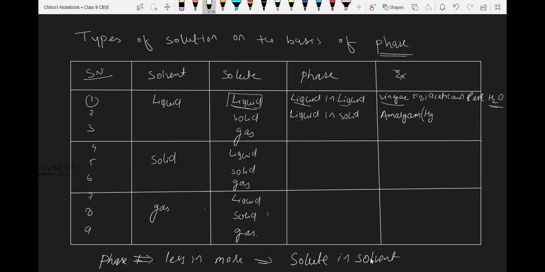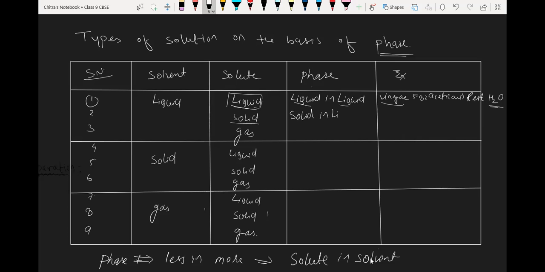It is solid in liquid. The phase will be solid in liquid, because solid is present as the solute, so it is present in small quantity. So the phase will be solid in liquid, like this.